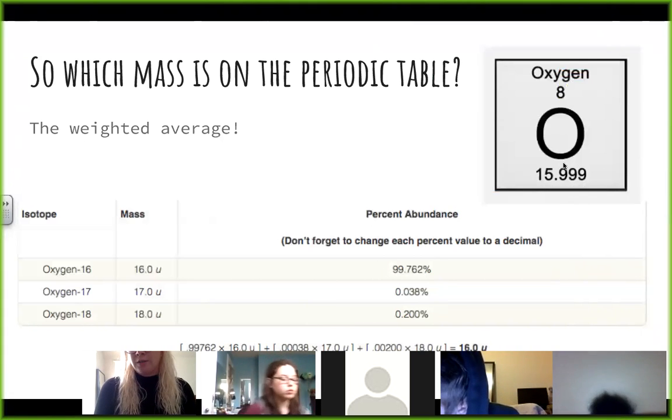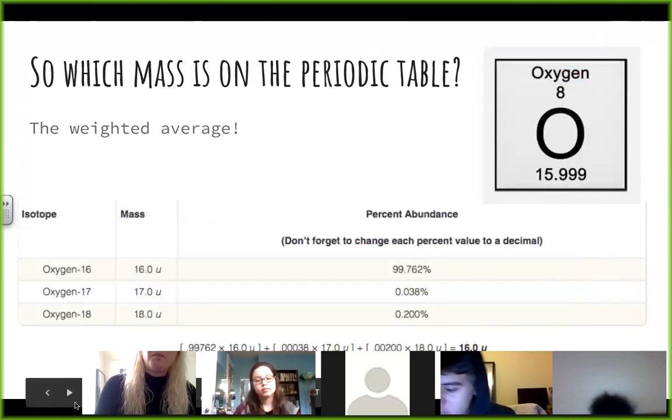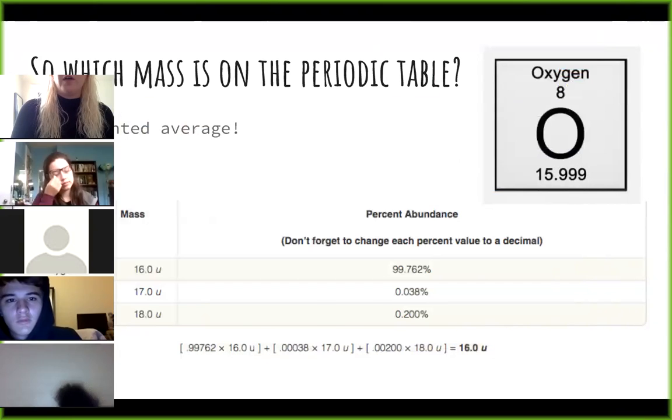And when we look at the periodic table, what do we see? It's 15.99999. Okay, so how do we figure that out, right? We could round this to 16, by the way. How do we figure that out?